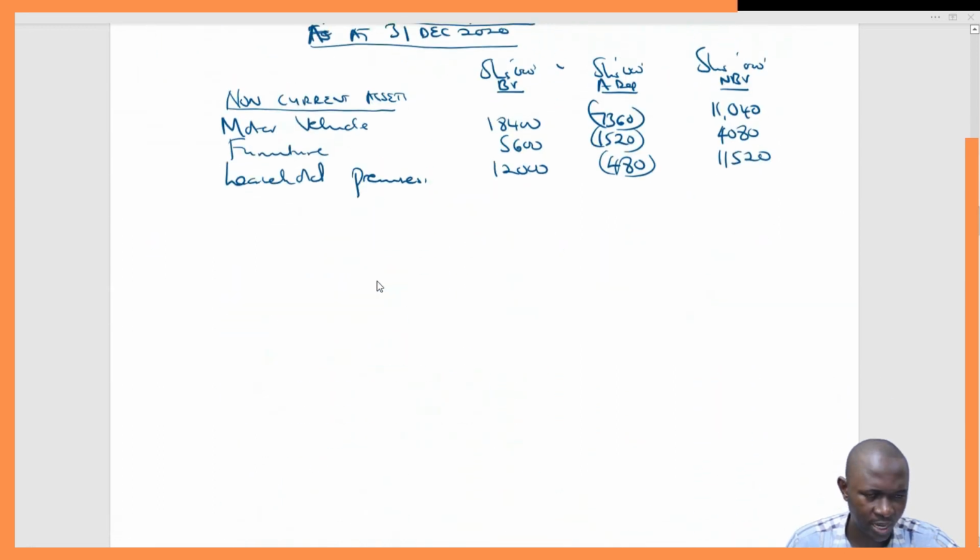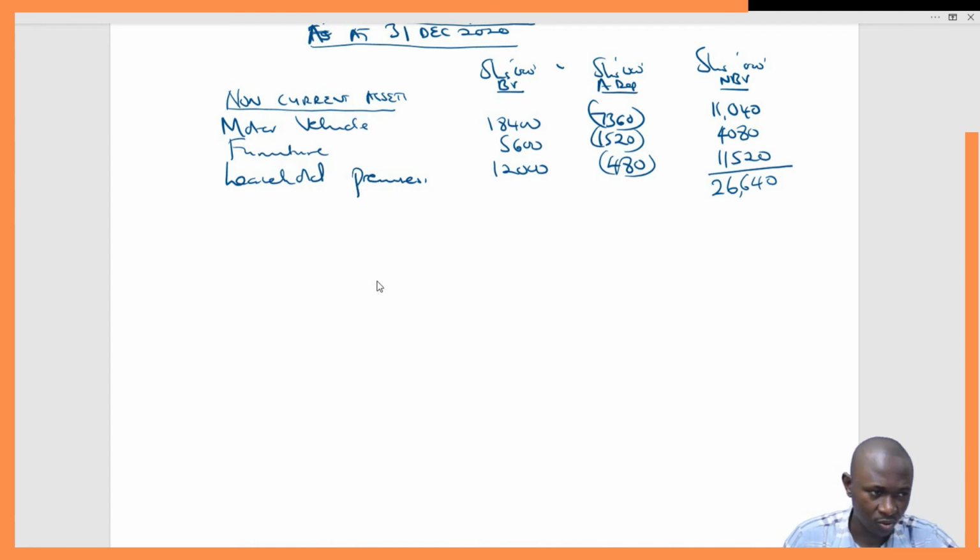So we are done. Let's get the total. It's only this side that is important. So this is 22 plus 4, that is 26. This will give us 26,640. That is the total for the non-current assets.